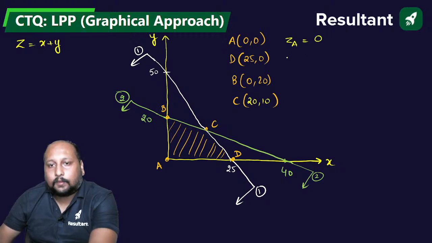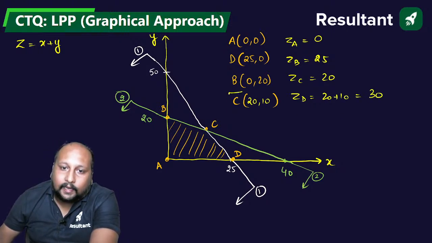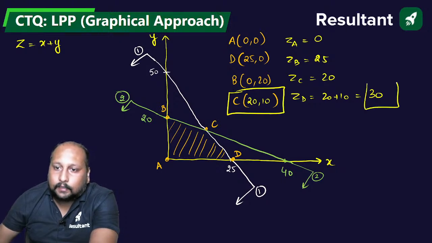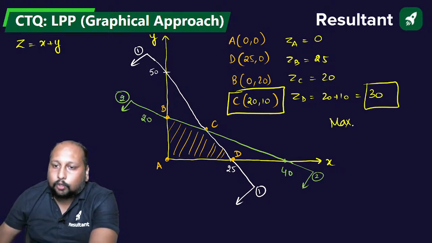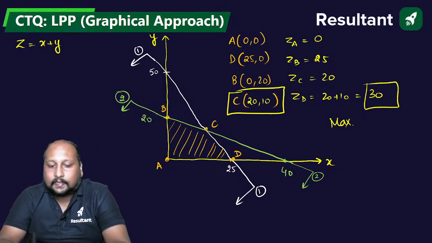Place x and y value. ZB will be equal to 25. ZC will be equal to 20. ZD will be equal to 20 plus 10, that is equal to 30. So the maximum value we are getting at point C. This is the maximum value. So our final answer is 30.